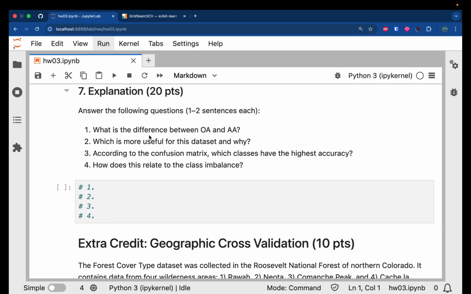I've got some questions for you. What is the difference between overall accuracy and average accuracy? Which is more useful for this data set and why? So hint, hint, something to do with class imbalance. Looking at this confusion matrix, which ones have the highest accuracy, and how is this related to the class imbalance that you reported above?